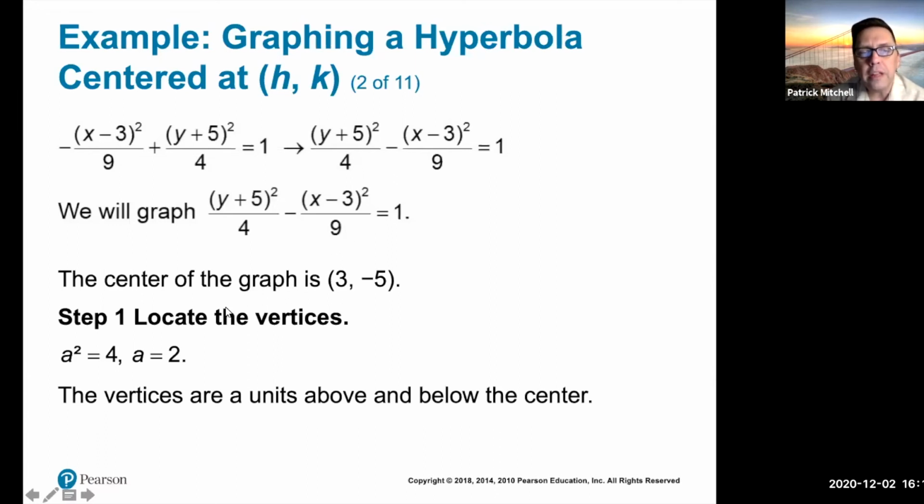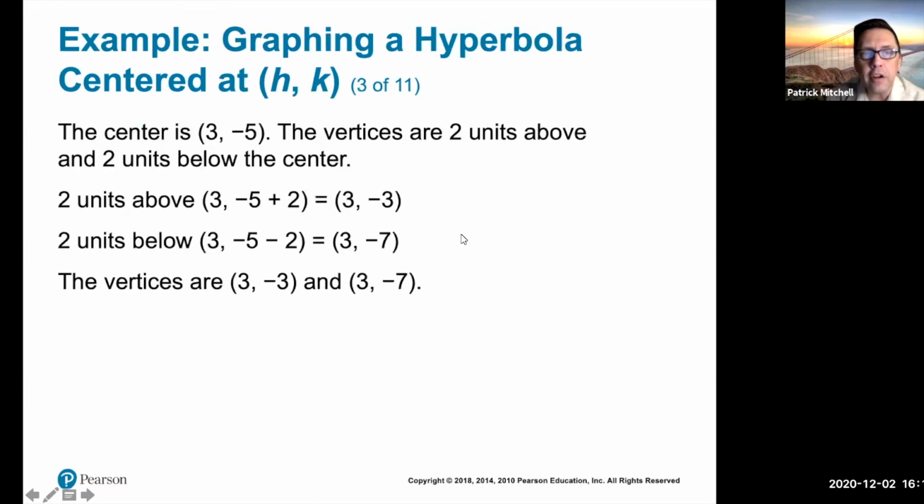So now we'll locate the vertices. A squared is 4, which means A is 2. So the vertices are A units above and below the center. And they've already gone ahead and found the center at 3, -5. That means the vertices are at 3, -3, and 3, -7.